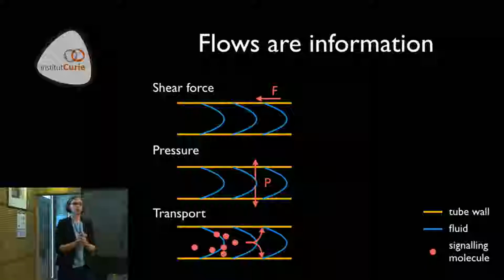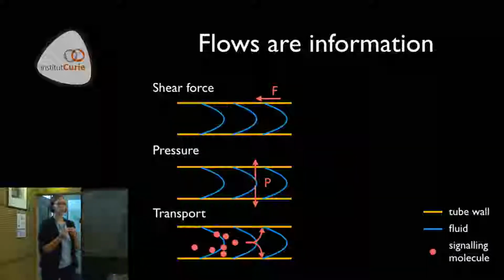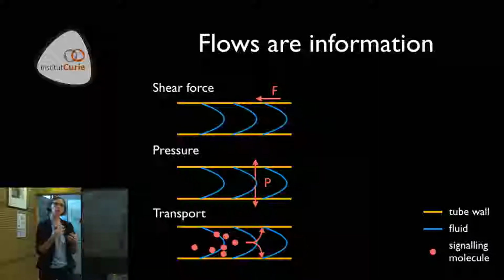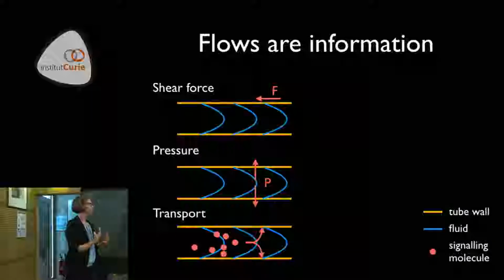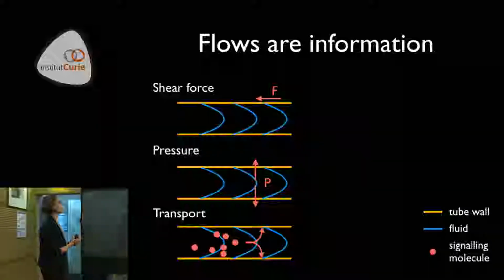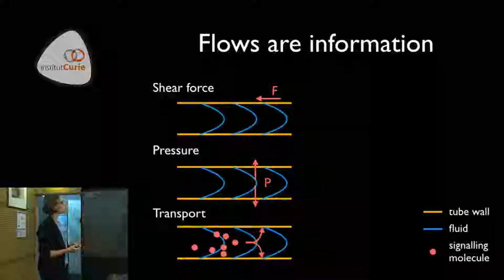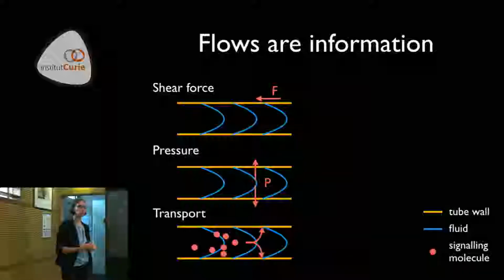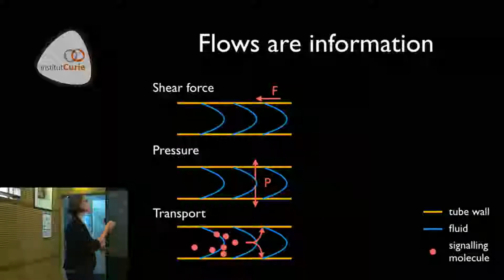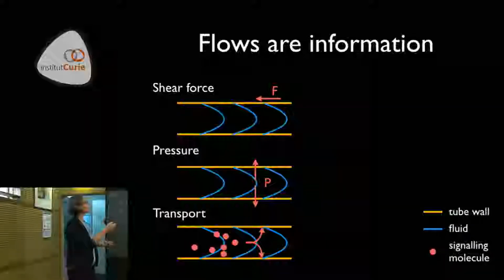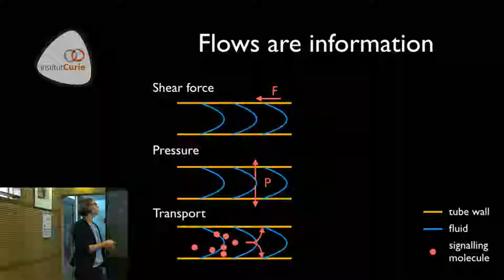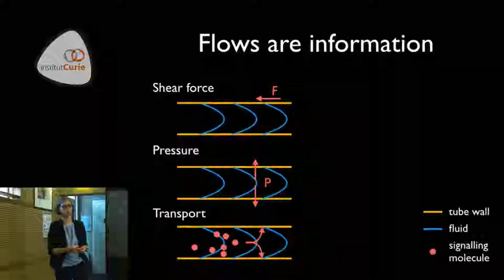And so the idea that I'd like to teach you today is that the flow in a tube itself is information. Information that can shape the morphology of a network if there's a feedback in response to this information. And here I'm just cartooning a few ways of how flows in a tube can convey information. So the fluid flowing through a tube exerts a shear force on the tube wall. The flow exerts a pressure on the tube wall, or the flow can transport signaling molecules.